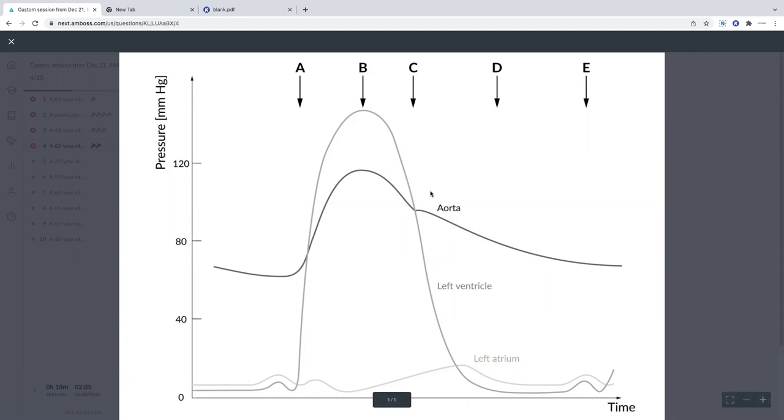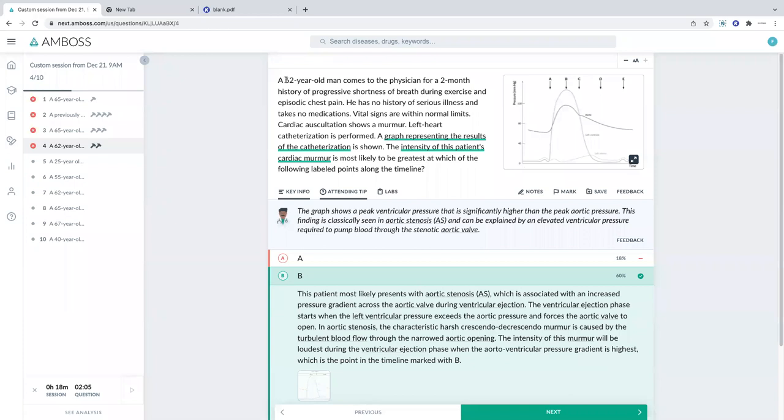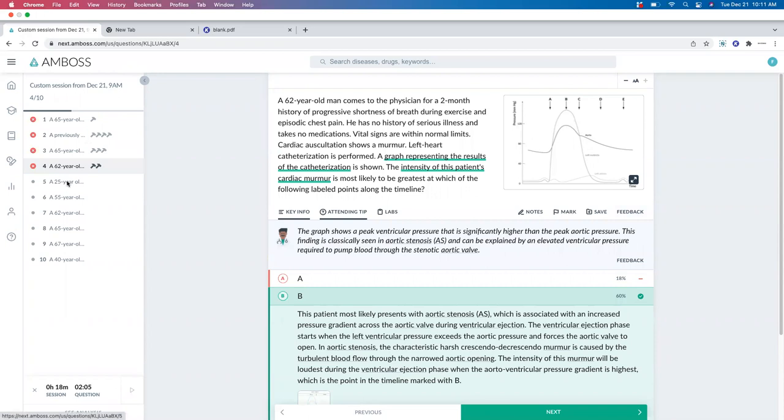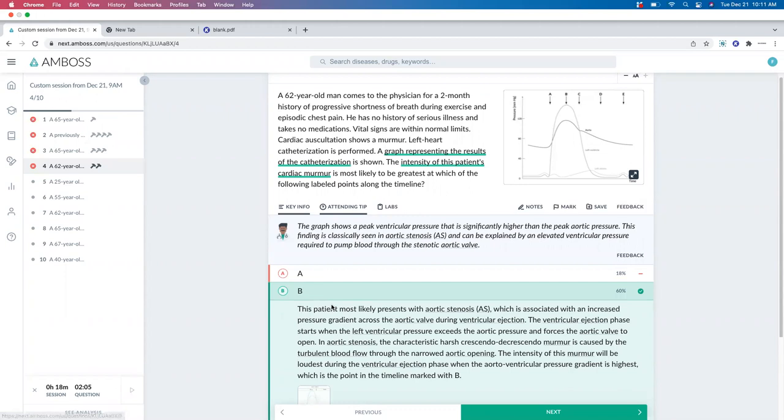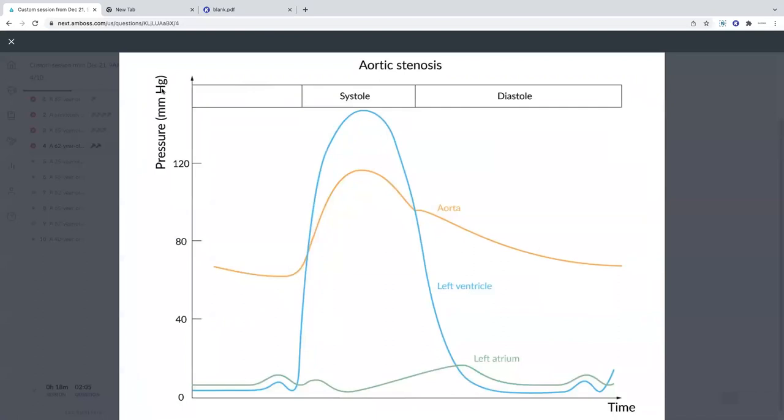So if it's a 62-year-old man who has progressive shortness of breath and episodic chest pain, and the vital signs are normal and everything else, then what should be your answer for this patient? The answer for this one should be aortic stenosis. And what sort of aortic stenosis is this? Is it due to rheumatic fever or is it due to old age and senility? This is due to old age and senility. Are we clear about this? Yes or no? Okay. This is how the aortic stenosis would look.